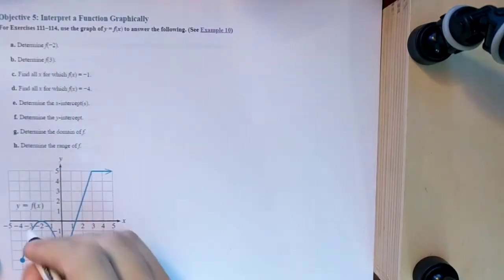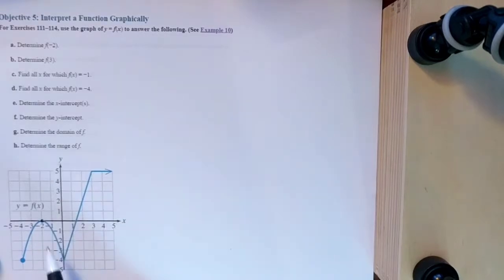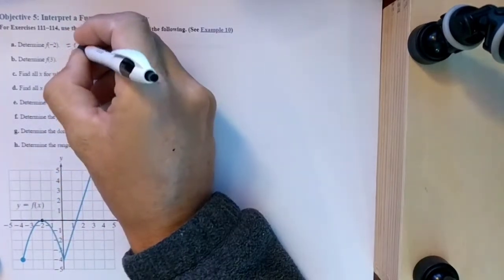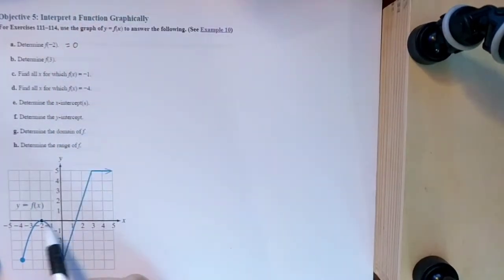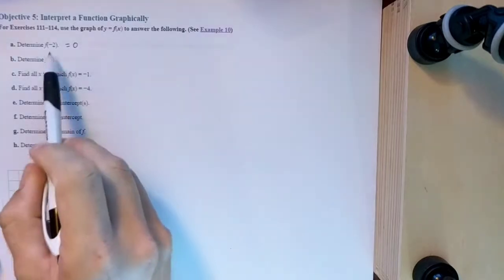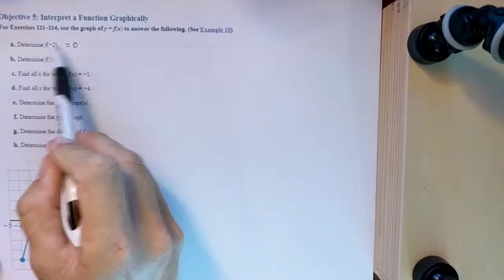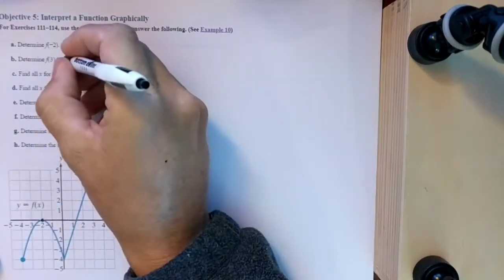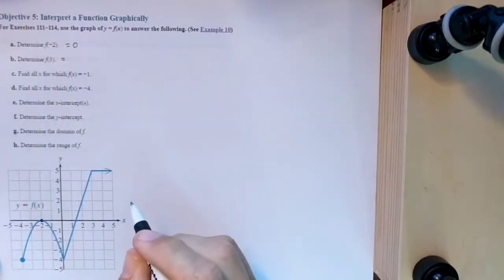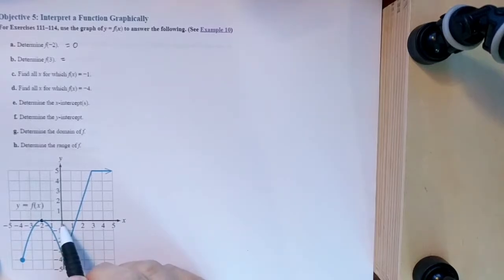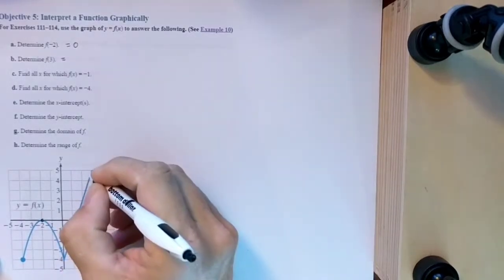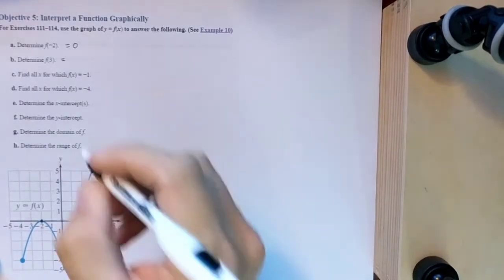So f of negative 2 is the y value right there at that point. And that point exists where it touches the x-axis there. So it's negative 2, 0. So the answer to this would be 0. So the ordered pair negative 2, 0 is on the graph of the function. So that means that when the input is negative 2, the output is 0. All right. f of 3 is the y value when x is 3. So the y value there would be 5, where this little corner point is.